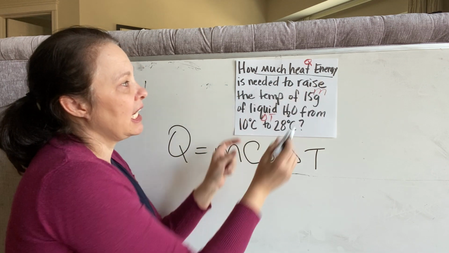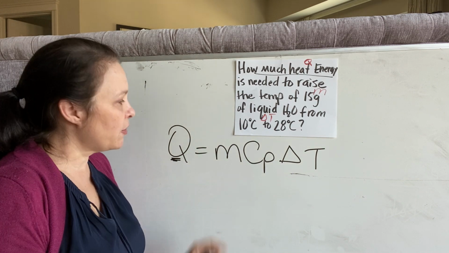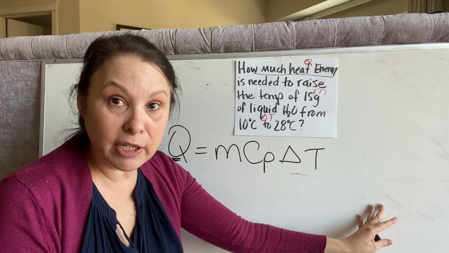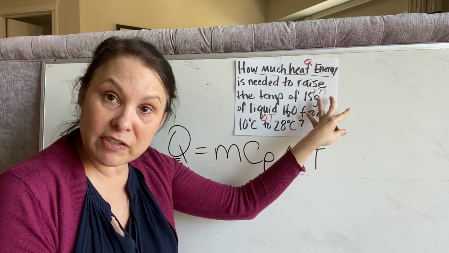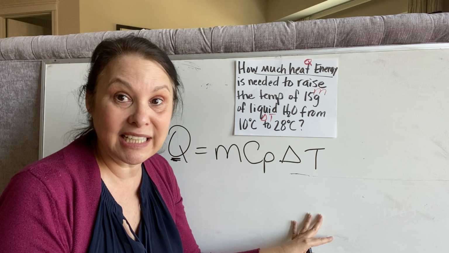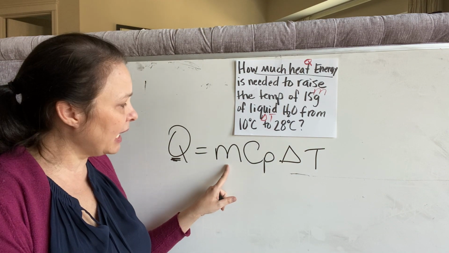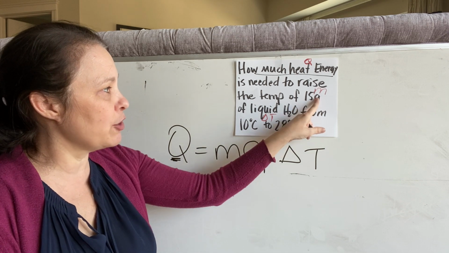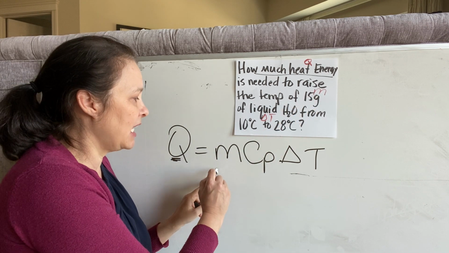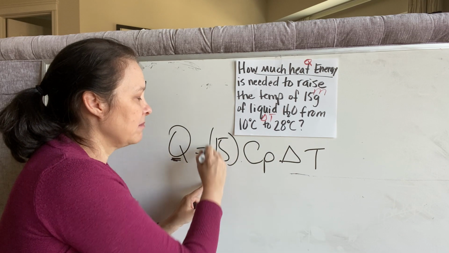All right, so what am I solving for? How much heat energy? That means I'm solving for the Q. So I have to plug in a number everywhere else. If it's not given to me in the problem, then it must be one of those constants that I need to get off the front cover. So remember, M is your mass, and it tells me my mass is 15. So in this M spot, I'm going to put 15.